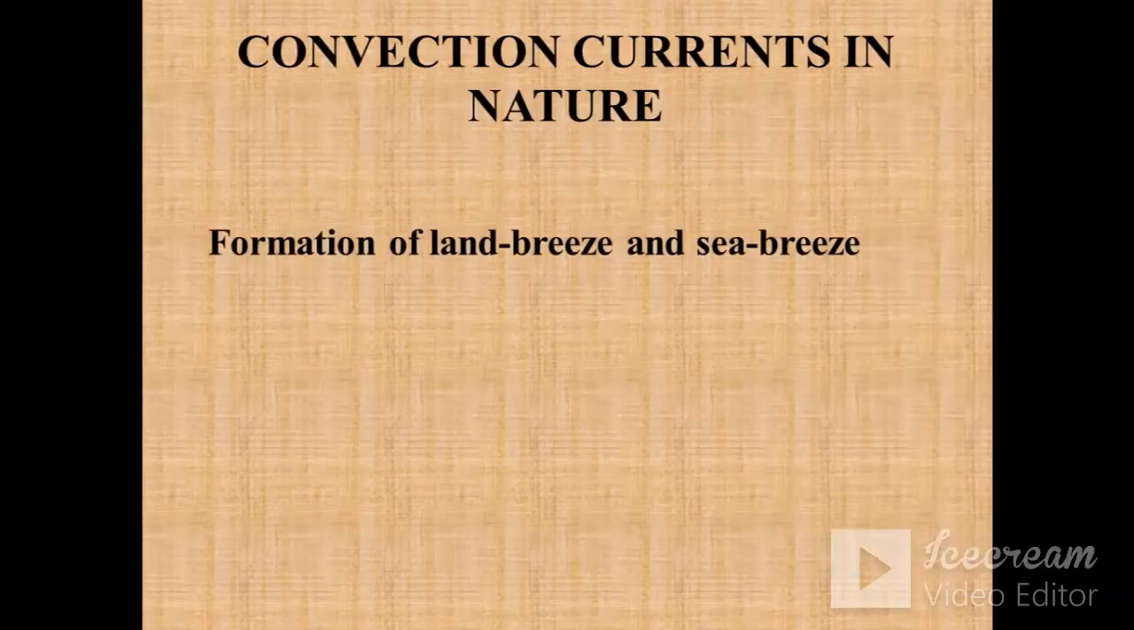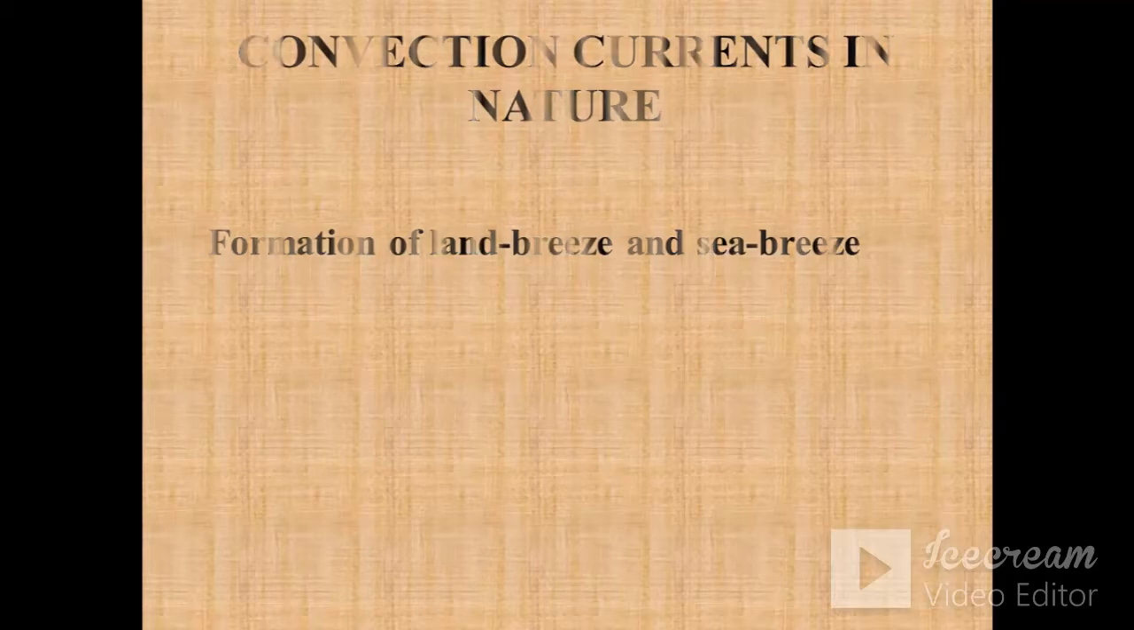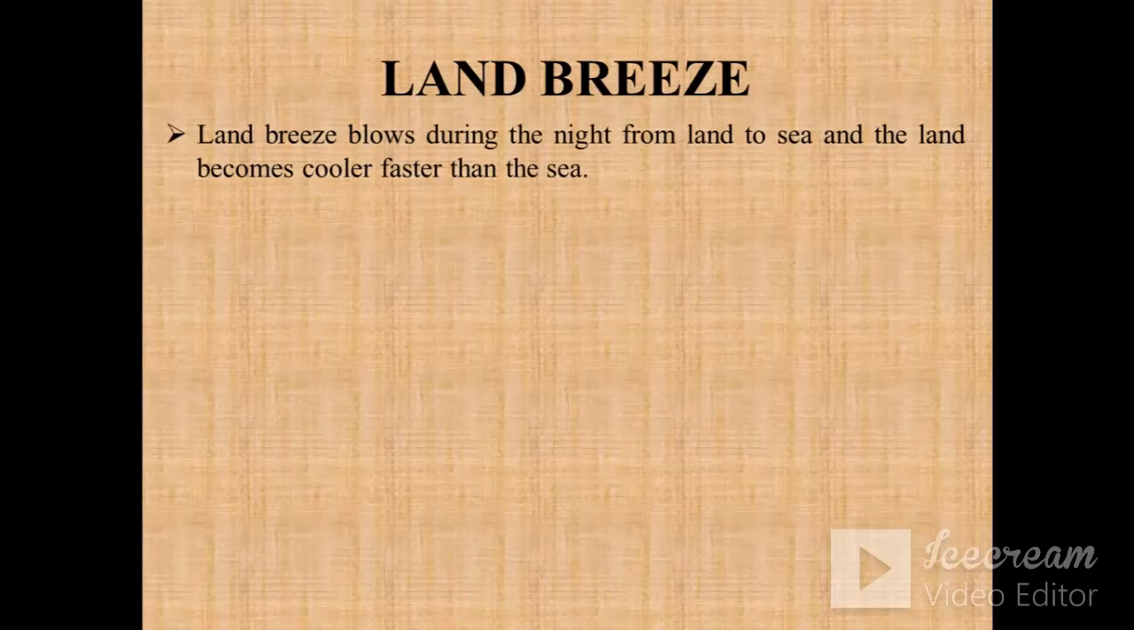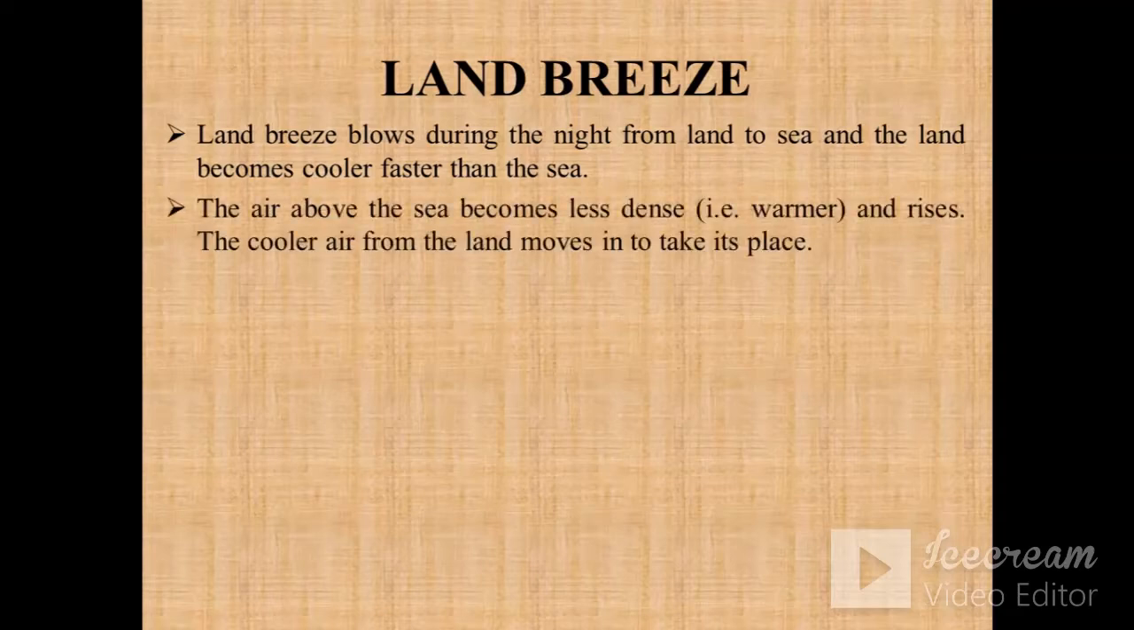Okay, so convection currents in nature. Due to the process of convection, there are two types of convection currents. First is formation of land breeze and second is sea breeze. So we will discuss one by one. First is land breeze. Land breeze blows during the night from land to the sea, and the land becomes cooler faster than the sea.